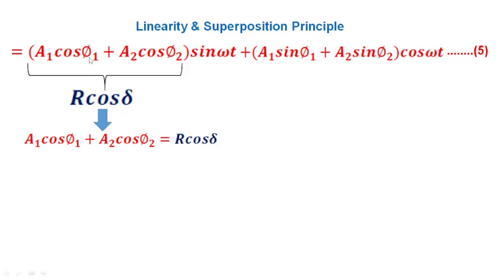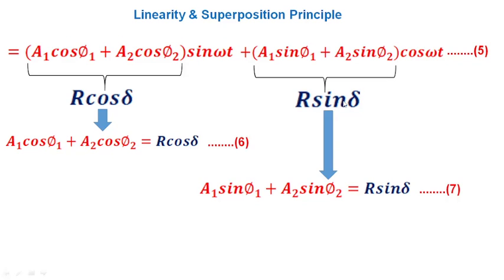This A1 cos phi 1 plus A2 cos phi 2 is R cos delta, into sine of omega t, plus A1 sine of phi 1 plus A2 sine of phi 2 is R sine delta.